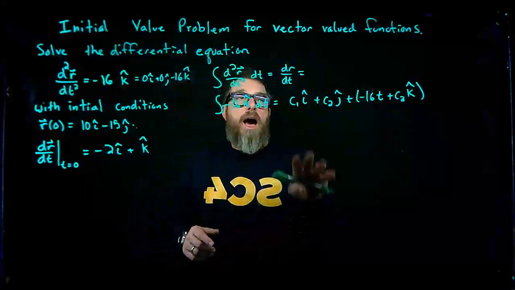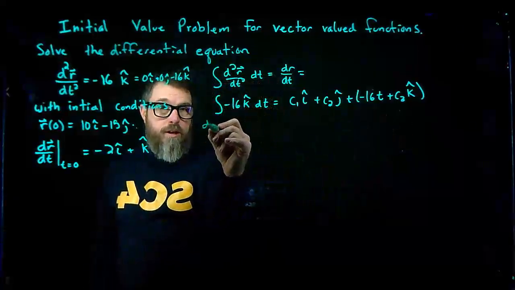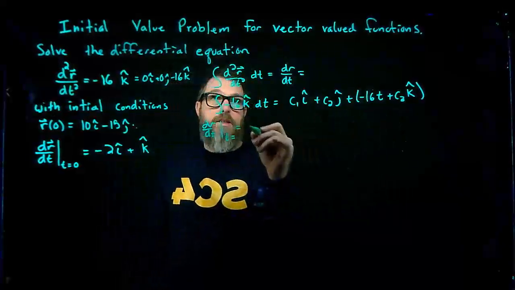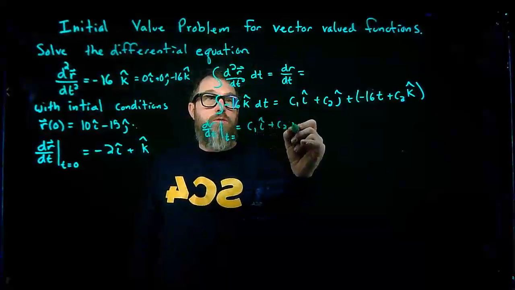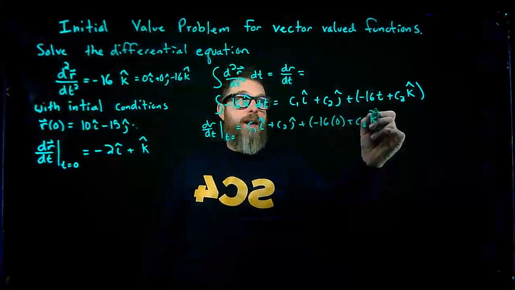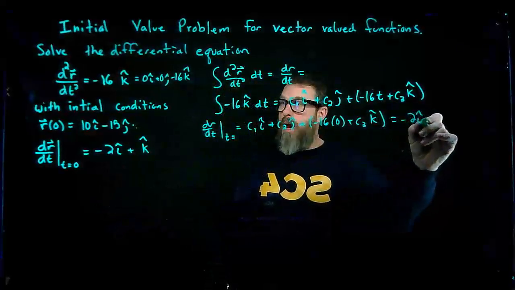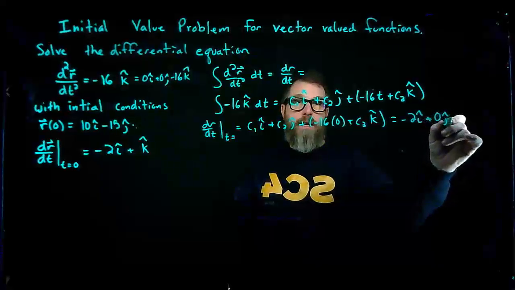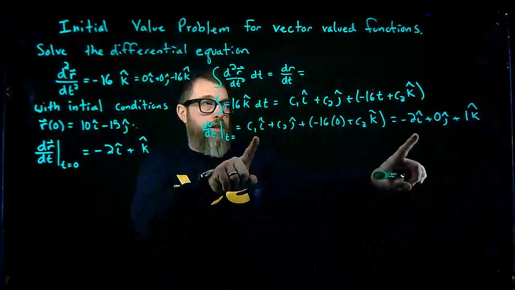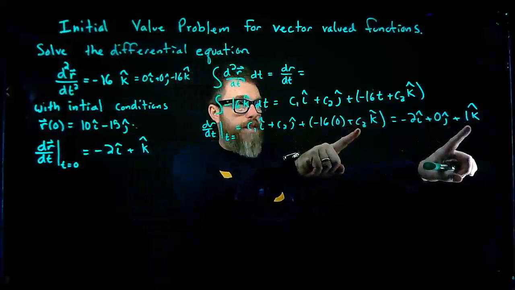Okay, so how do we resolve c1, c2, and c3? Well, I know that this is equal to dr/dt. So dr/dt evaluated at t equals 0 is going to be this function evaluated at t equals 0. So c1i plus c2j plus negative 16 times 0 plus c3k has to be equal to, well, this derivative, which is equal to minus 2i plus 0j plus 1k. So that means c1 has to be equal to negative 2, c2 has to be equal to 0, and then c3 has to be equal to 1.